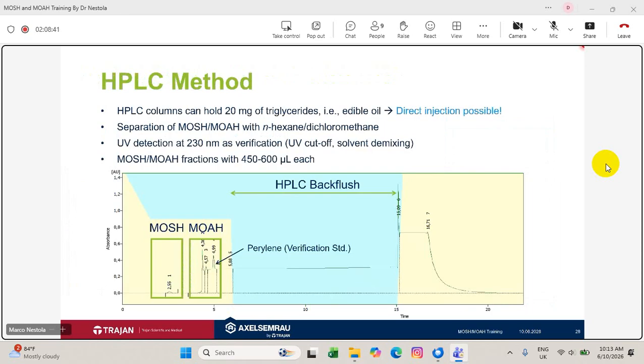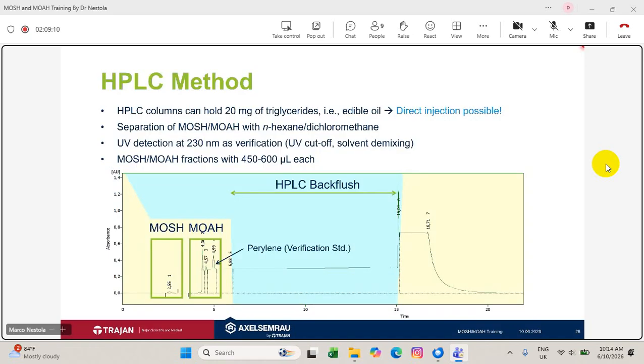So let's go one step further and have a look into the HPLC chromatogram, because that's quite easy and we need to have seen it at least once. As I said, we are using 2 millimeter columns, and in the beginning of MOSH and MOAH, the idea was that we want to inject samples like edible oils, etc., directly after dilution.